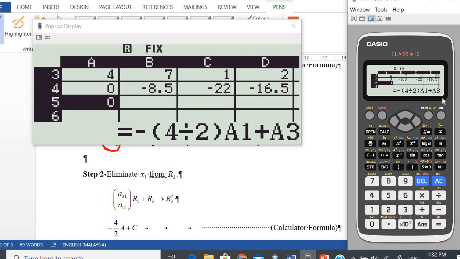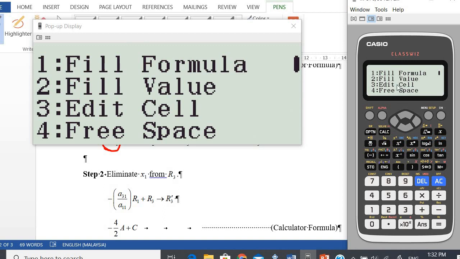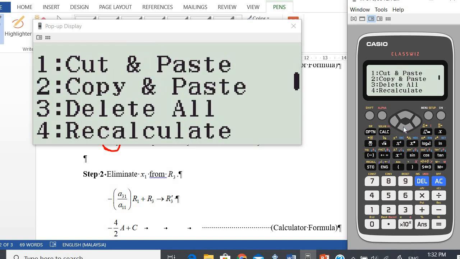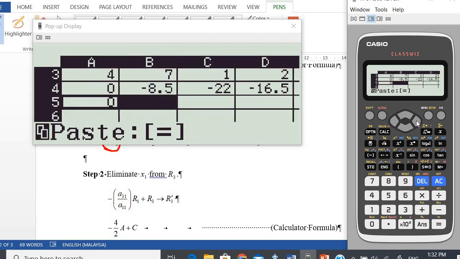You can go up to see the formula. Okay, in case you have keyed in the wrong formula, what you need to do, just option, edit cell. If not, you just AC. Now we are going to copy the formula of cell A5, paste it to B5, C5, and D5, similar to step 1 just now. So again, options, go down, copy and paste, move it to cell B5, paste it to cell C5, paste it to cell D5, then AC.